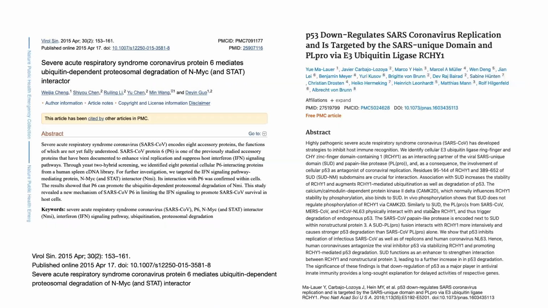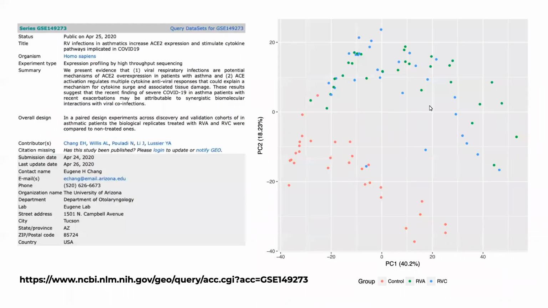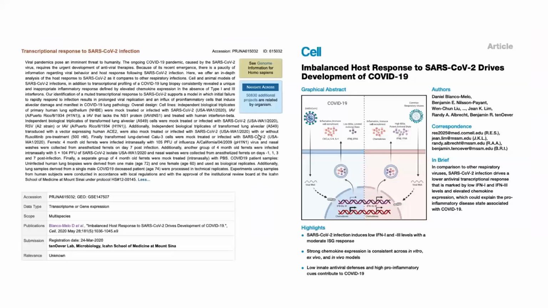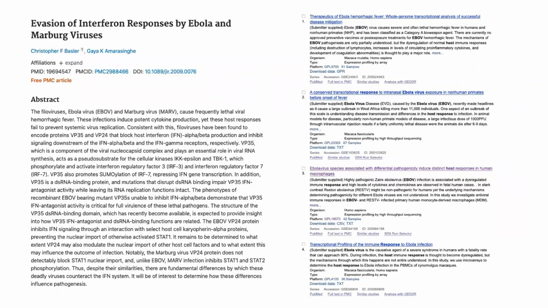So these types of studies really allow us to find global differences in gene expression and link them to specific variation that we can talk about in terms of coronaviruses like we saw before, or you can see here evasion of interferon responses by Ebola and Marburg viruses, right? So what we talked about in the beginning of the program.